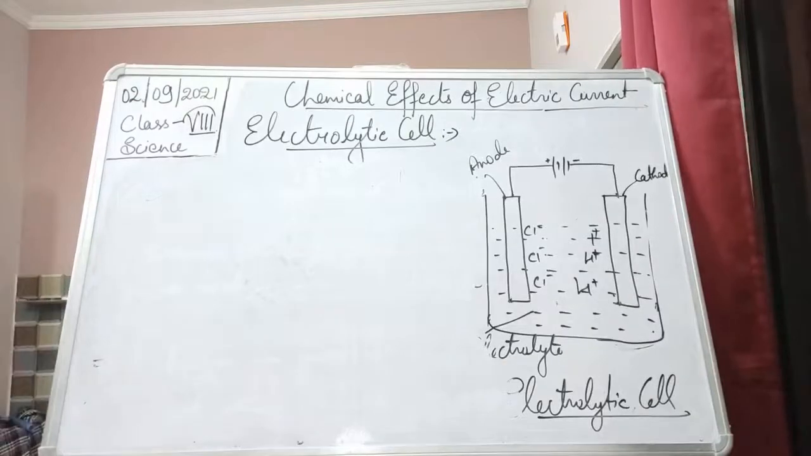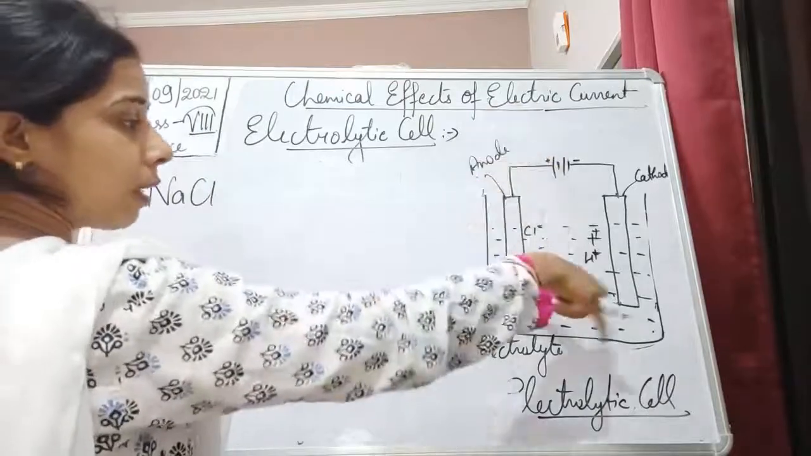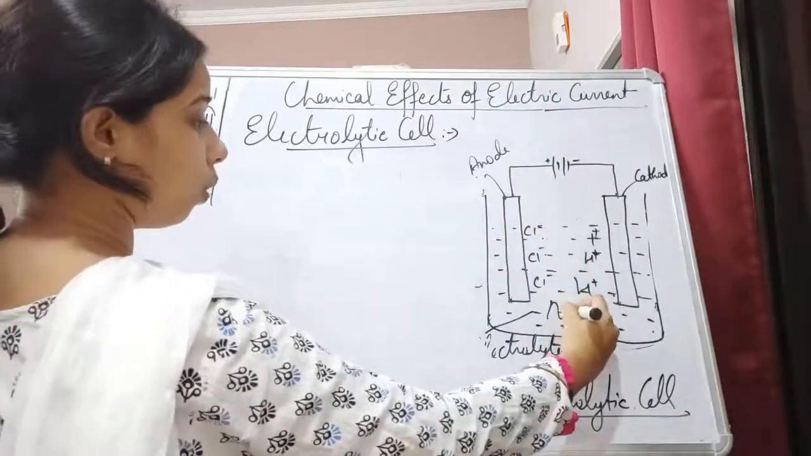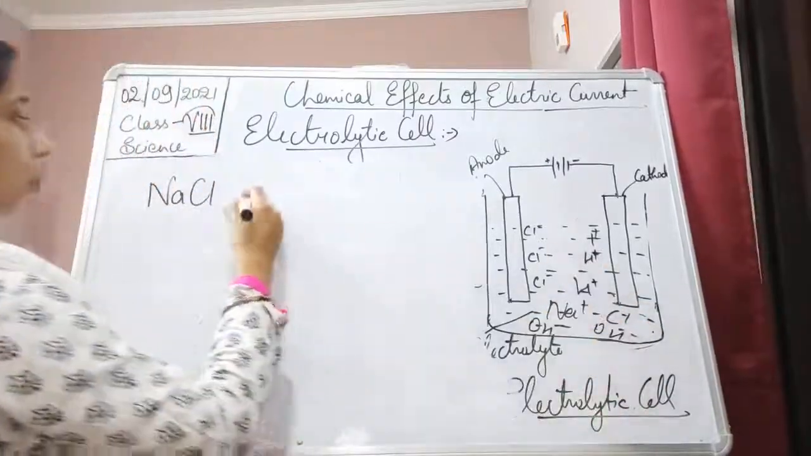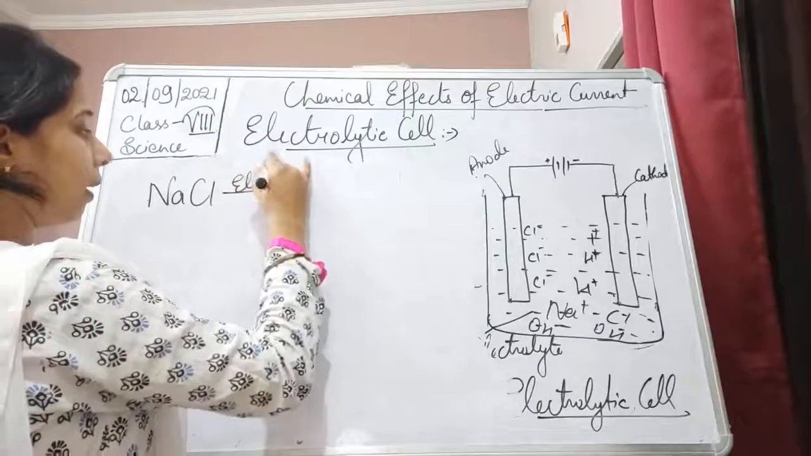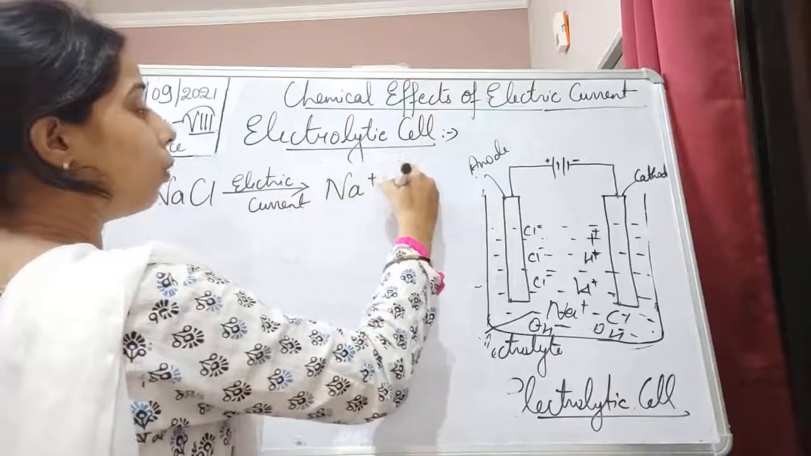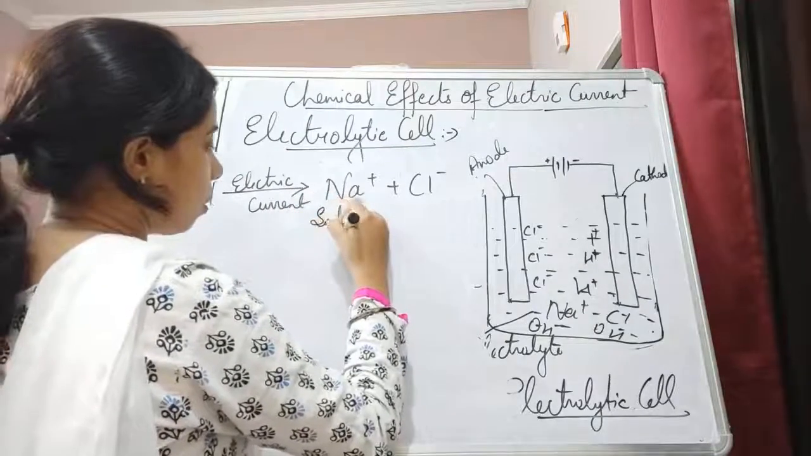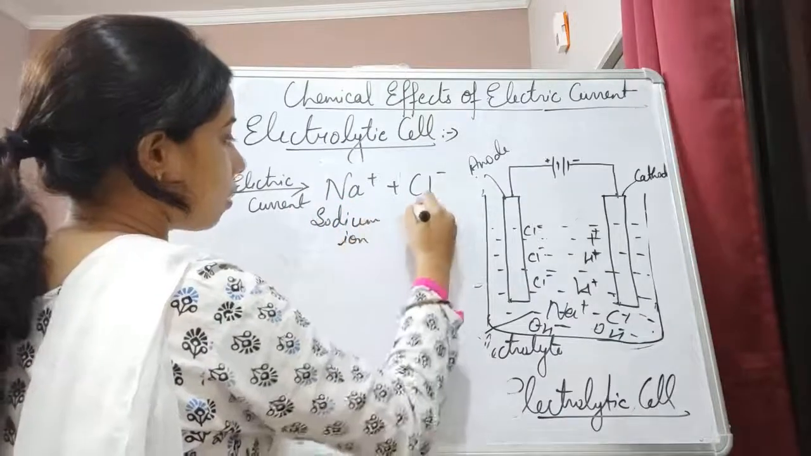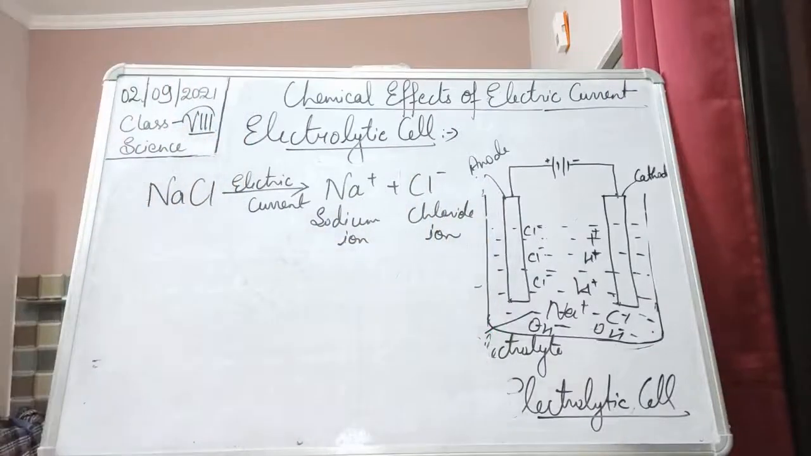So here, first of all, sodium chloride is there. When the switch is on, the electric current starts flowing through the sodium chloride. Due to electric current, it gets dissociated, it breaks down into Na positive and Cl negative. This is sodium ion and this is chloride ion.